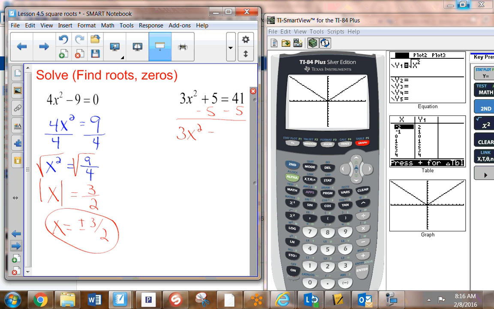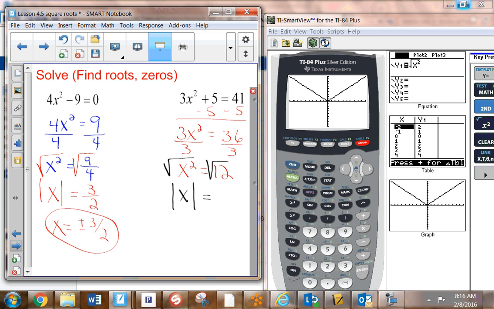X squared equals 36. What would you like to do? Yes, sir. Now, x squared equals 12. So once I've got the x squared by itself, I can take the square root of both sides. Again, it's the absolute value of x there.